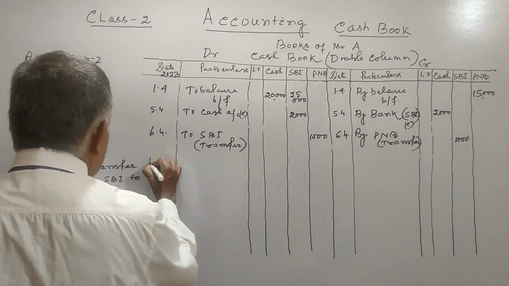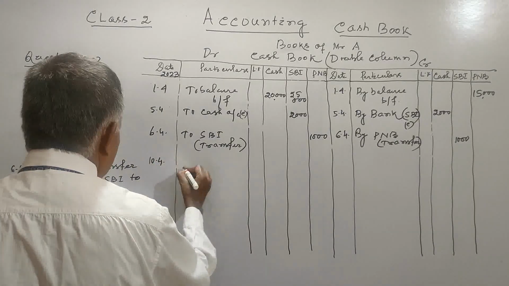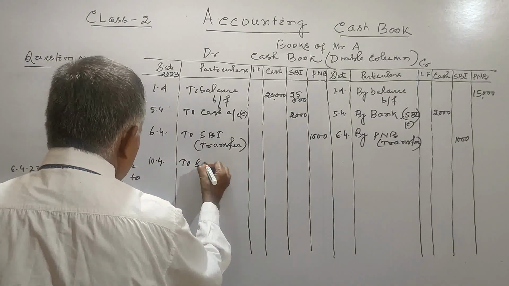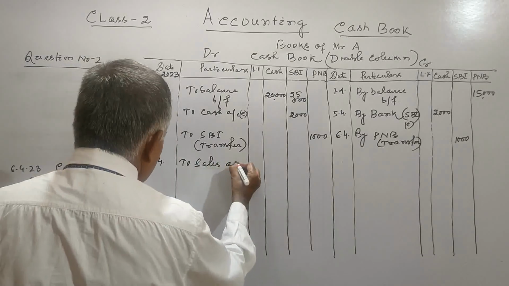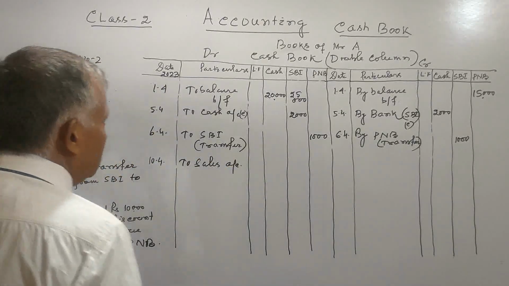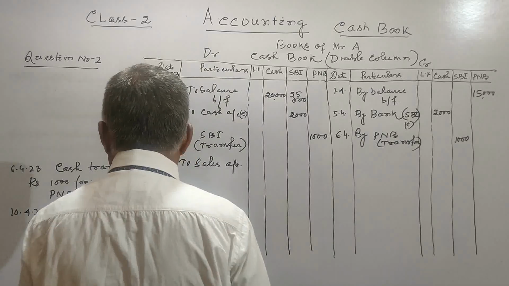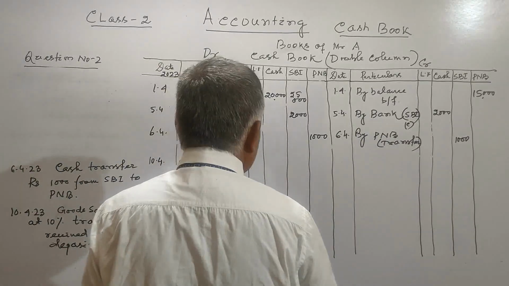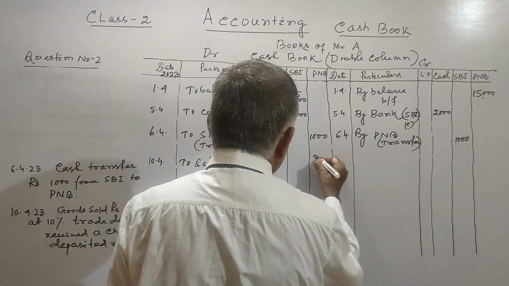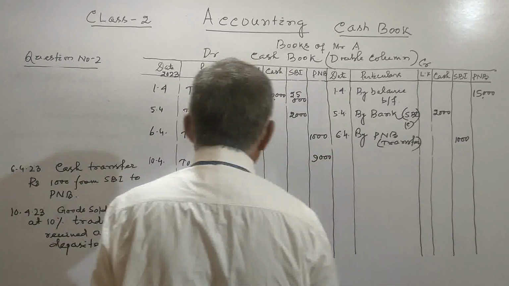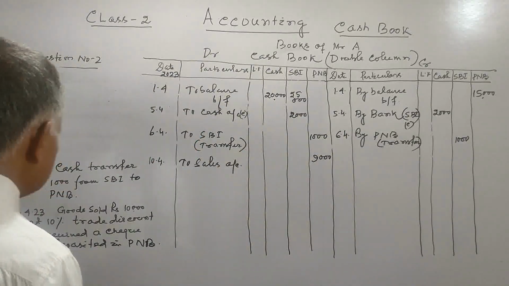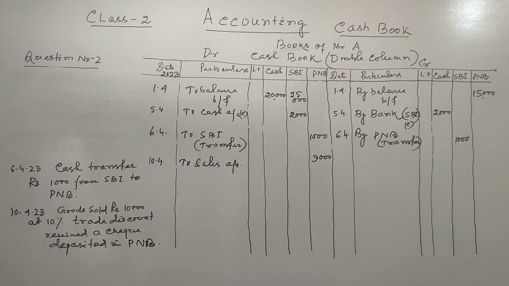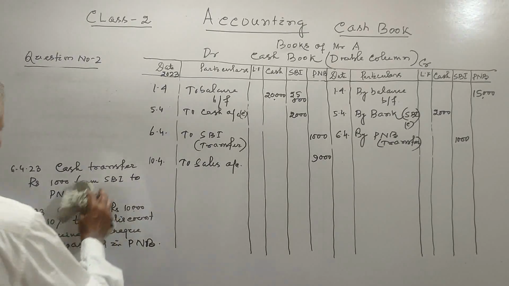So friends, we will write here to sales. This is your 9,000 will go to your Punjab National Bank. This is 9,000 sales. Let us come to other entries.